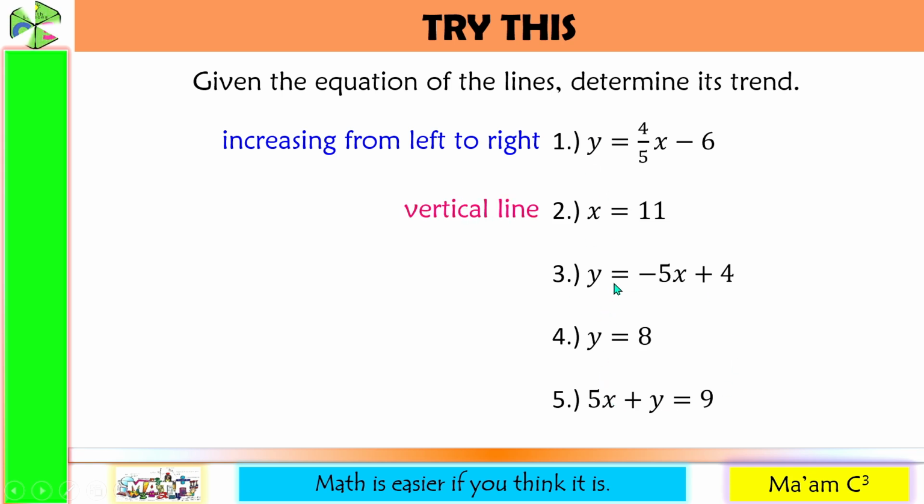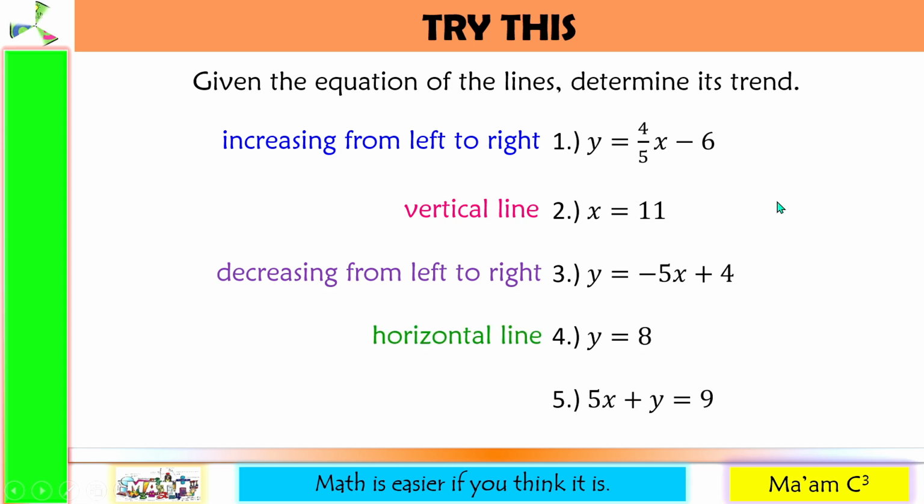Number 3, y is equal to negative 5x plus 4. Our slope is negative. It means the trend is decreasing from left to right. Number 4, we have a constant value for y. So this means we have a horizontal line.